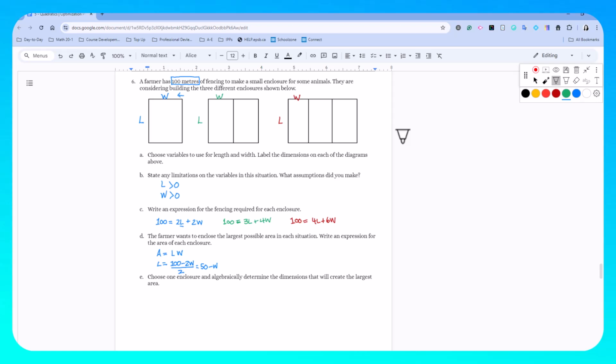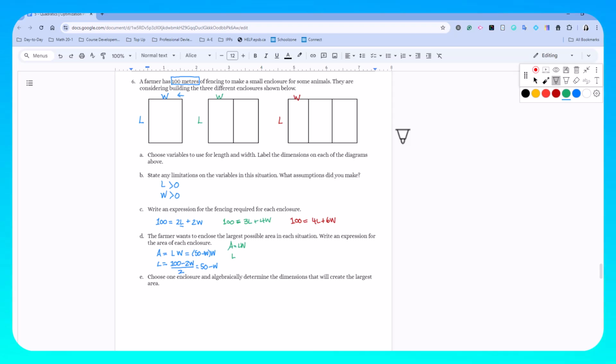For the green one, a little bit different. We still have A equals LW. Oh, and let's fill that in here. I didn't give myself very much room to work here, did I? I'm just going to go 50 minus W for the L times the W right here. What was I thinking? Now for this one right here, we have A equals LW as well.